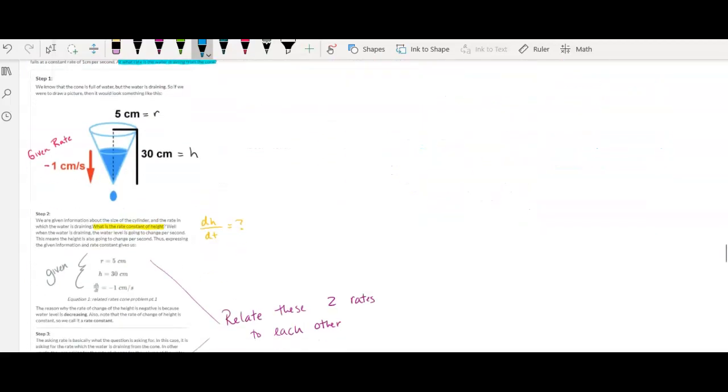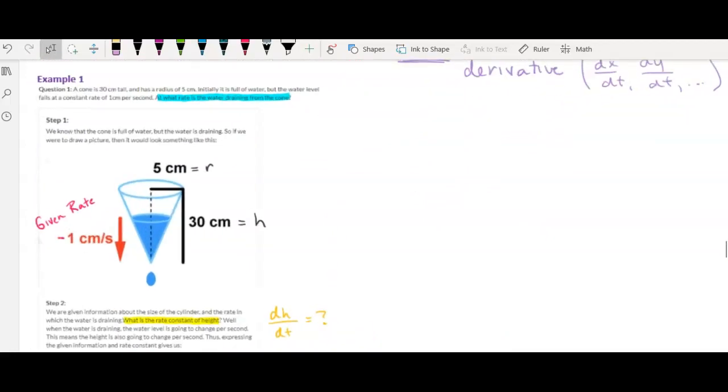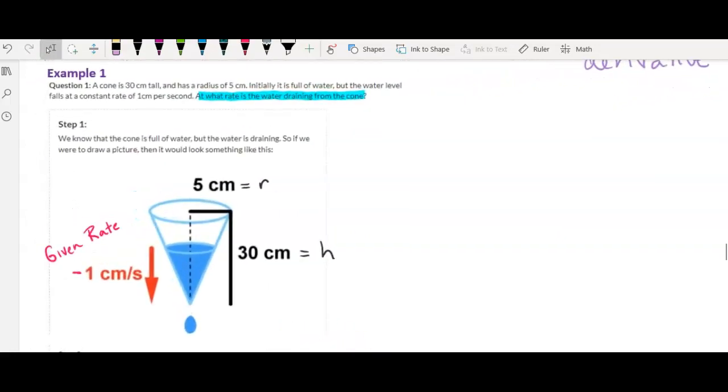So here's an example. Related rates are best learned by doing. A cone is 30 centimeters tall and has a radius of 5 centimeters. Initially, it is full of water, but the water level falls at a constant rate of 1 centimeter per second. At what rate is the water draining from the cone?